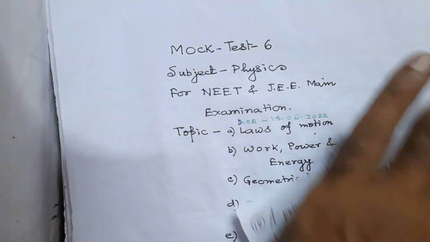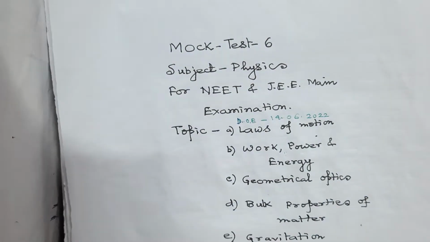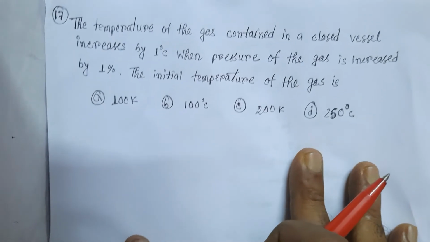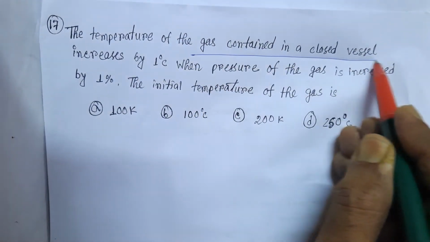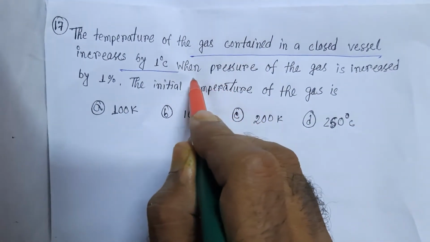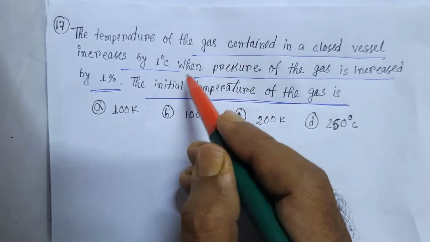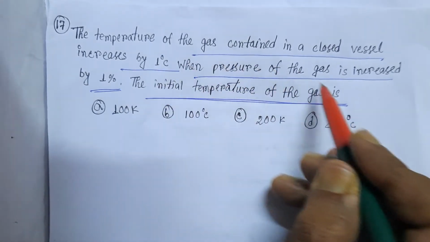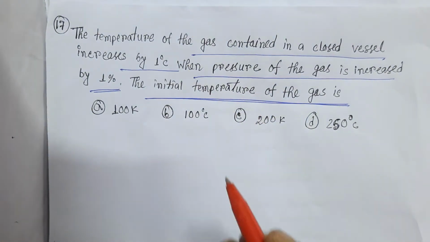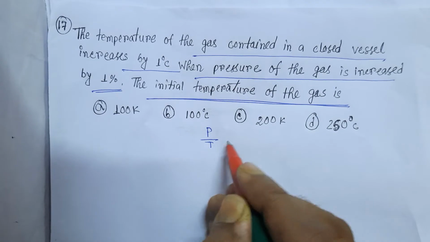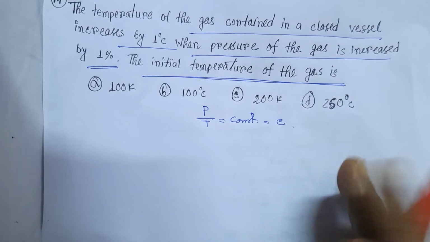Now let us take the question number 17. In question number 17, we see that the temperature of the gas contained in a closed vessel increases by 1 degree centigrade when pressure of the gas is increased by 1%, the initial temperature of the gas. So change in pressure and change in temperature is our point of consideration. So we must take that the volume remains constant. Then from gaseous law we know that P by T, pressure by absolute temperature of the gas, this ratio is constant, let it be C.